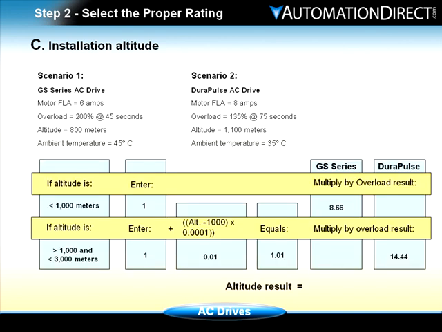Use the following calculations to adjust for altitude. If the altitude is less than 1,000 meters, enter 1, then multiply by the overload result. For Scenario 1, the altitude result is 8.66 amps. If the altitude is greater than 1,000 but less than 3,000 meters, enter 1 and add the result of altitude minus 1,000 multiplied by 0.0001, which is the same as 1% per 100 meters over 1,000. Multiply the result, in this case 1.01, by the overload result. For Scenario 2, the altitude result is 14.58 amps.